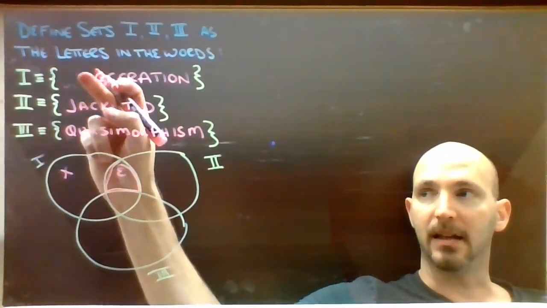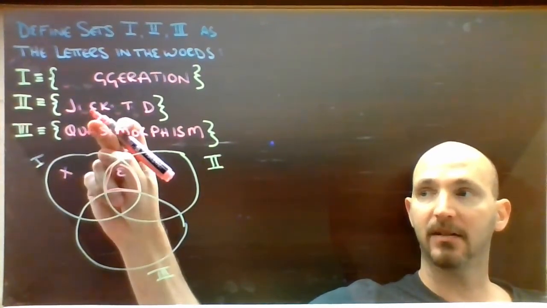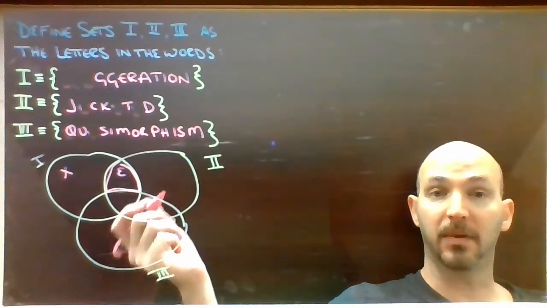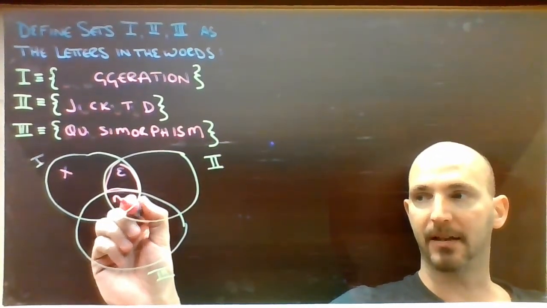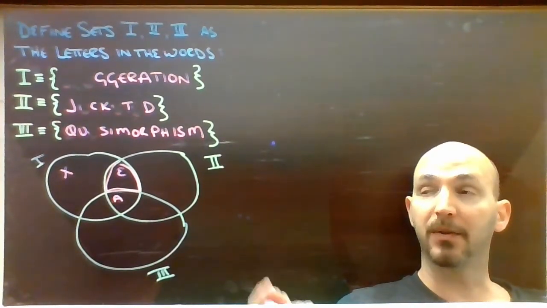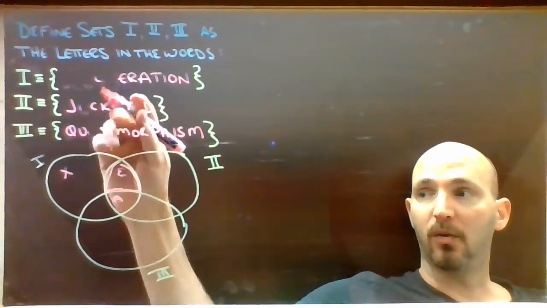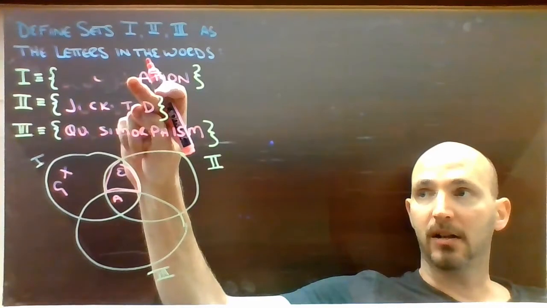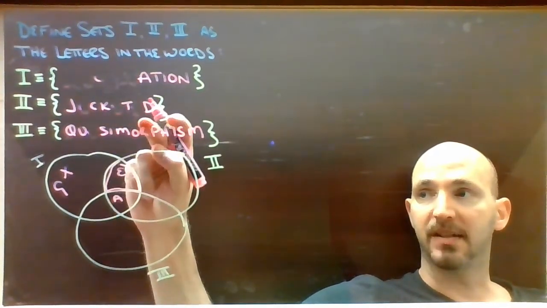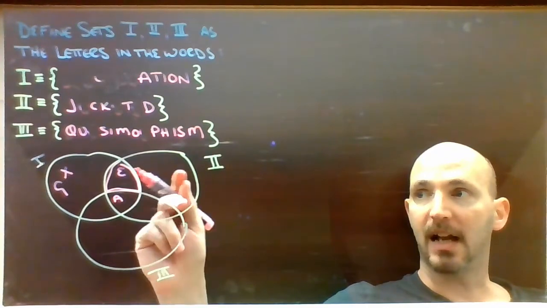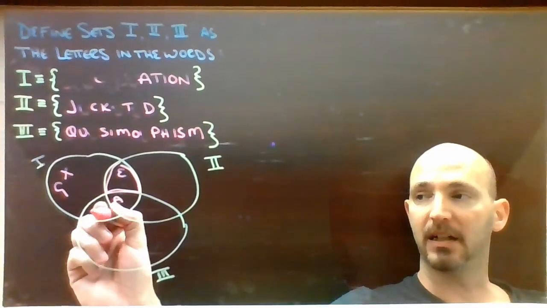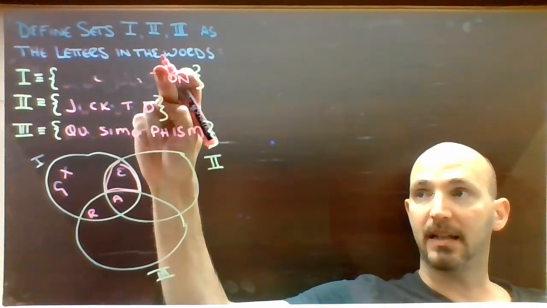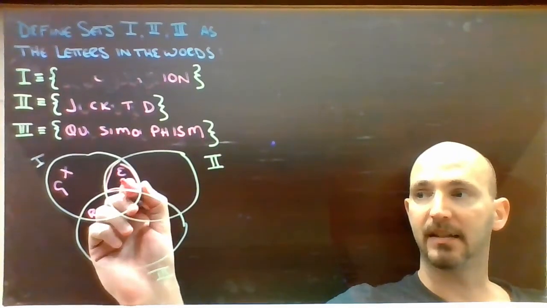The A is in exaggeration, jacketed, and quasimorphism. So it needs to go in the place where all three sets intersect, and the only place that happens is here in the middle. So in goes the A. So if I keep going through this, G's are only in this word. We already have the E. R is in exaggeration and quasimorphism. So exaggeration and quasimorphism would be here. A we already have. T is in exaggeration and jacketed. That's here.